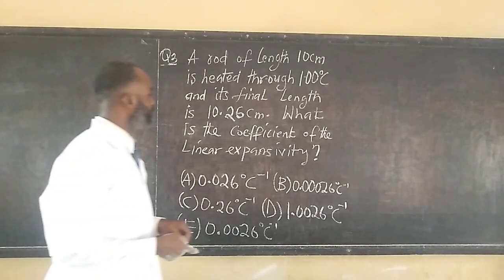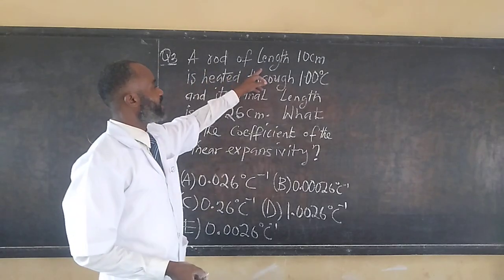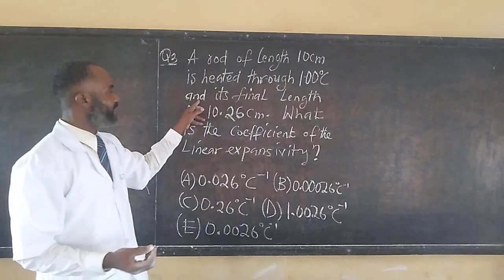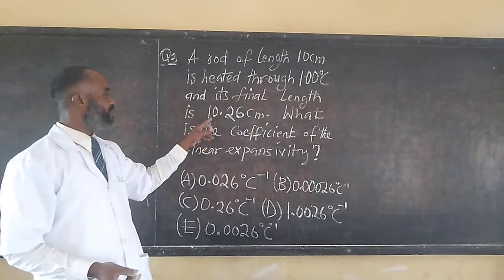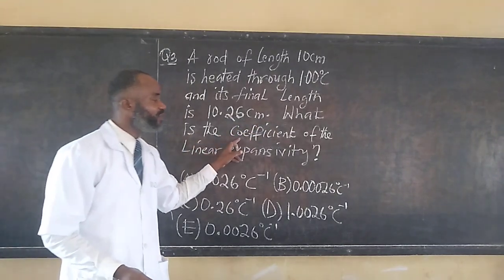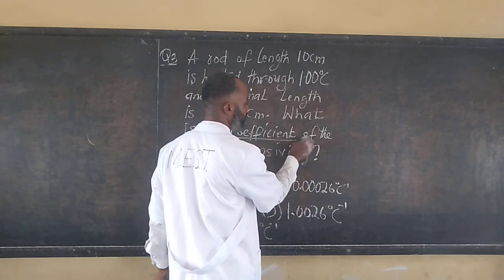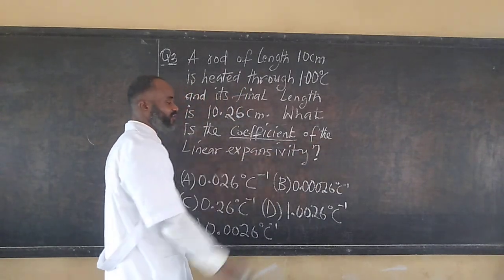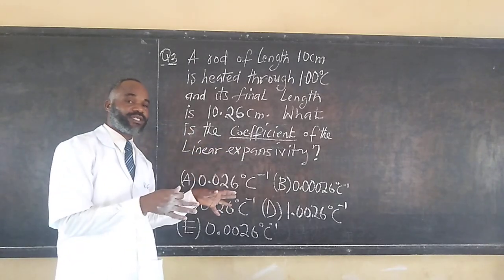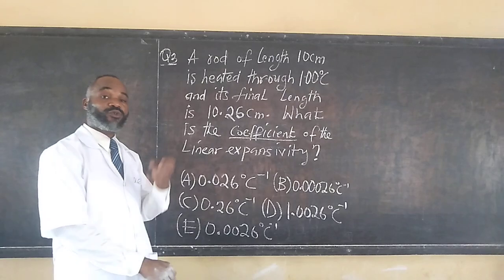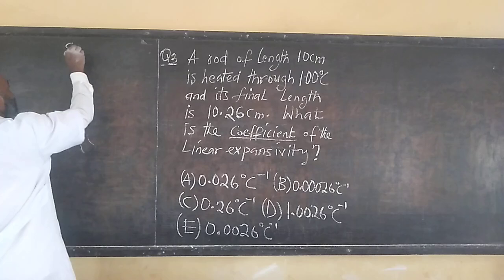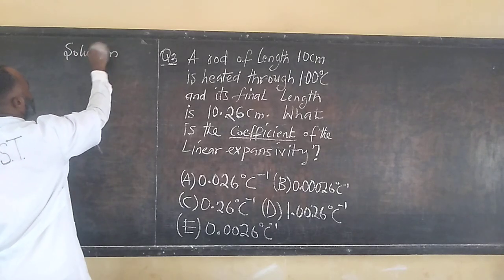Let's see what we need to do here. A rod of length 10 cm is heated through 100 degrees Celsius or centigrade, and its final length is 10.26 cm. Full stop. What is the coefficient of the linear expansivity? And when you hear the word coefficient, what comes to your mind? Something is attached to it, isn't it? But at the same time, it could be a twist if you're not careful. Let's put down the solution first and see what we are going to arrive at.